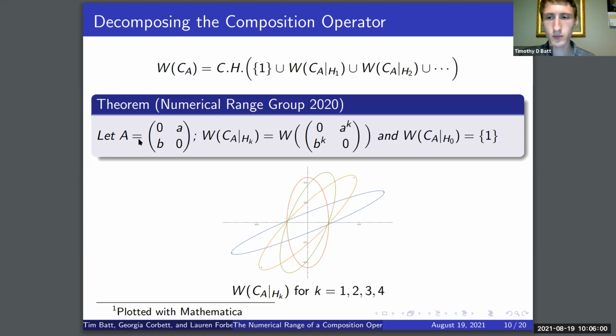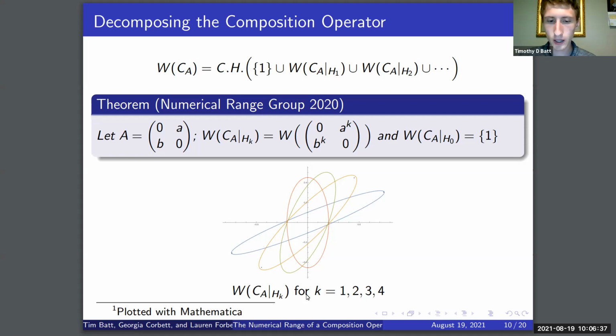This leads us to a theorem from last year's composition operator group. So letting A again be a 2x2 antidiagonal matrix, the numerical range of our composition operator restricted to some HK space is equal to the numerical range of this matrix here. Furthermore, the numerical range of CA restricted to homogeneous polynomials of degree 0 is simply the point 1. This theorem makes it much easier to compute numerical ranges of these restricted spaces.